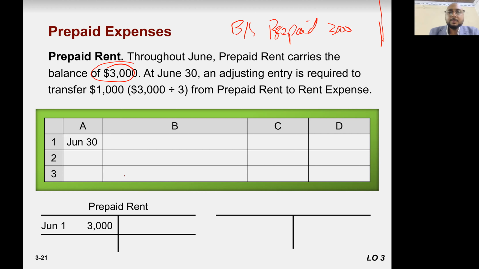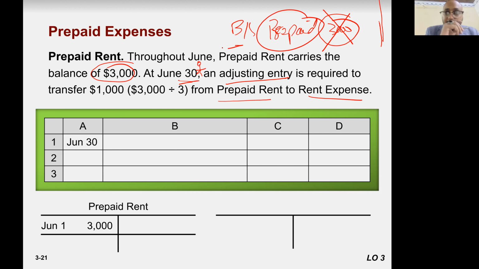So, at June 30, an adjusting entry is required to transfer from prepaid rent to rent expense. Now where are you standing? June 30. On June 30, does this $3,000 still hold? No, because some of it we have consumed. So what is the entry? A decrease in the prepaid asset. Decrease in asset means credit or debit, guys?